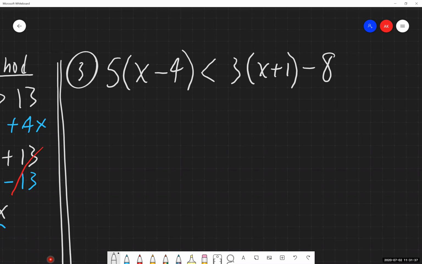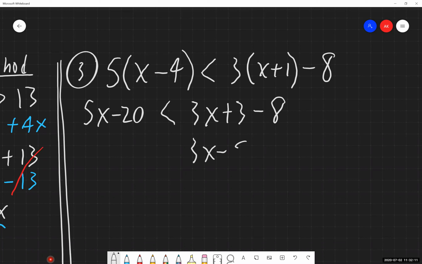Okay, so I'm going to treat that inequality in the middle like it's an equal sign unless we multiply or divide by a negative value. So I'm going to simplify the left side. I'm going to distribute that 5 through and get 5x minus 20. I can't simplify that any further, so I'm going to leave that there. On the right side, I'm going to distribute the 3 through and get 3x plus 3 minus 8. I can simplify this a little bit further. I have 3 minus 8, I get minus 5 showing up. Everything else isn't changing, so I'm just going to bring that down.